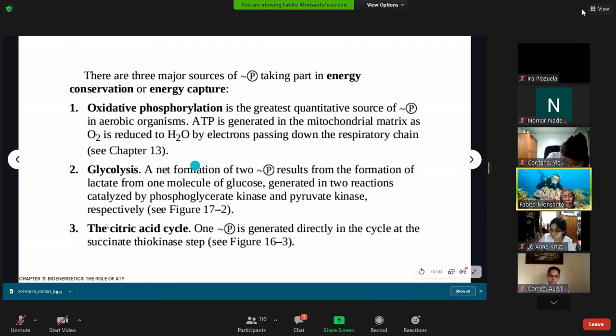And the third is the citric acid cycle or Krebs cycle or tricarboxylic acid cycle. Citric acid cycle. Okay.